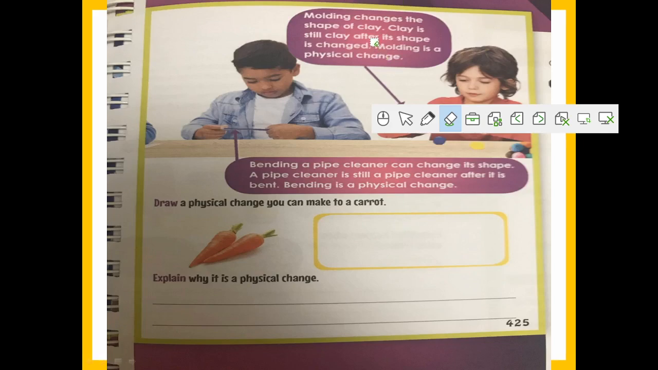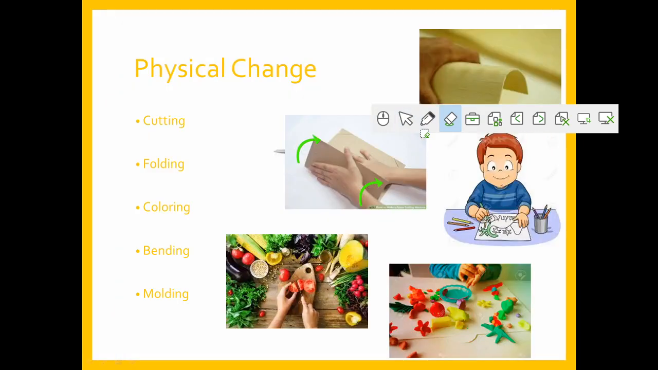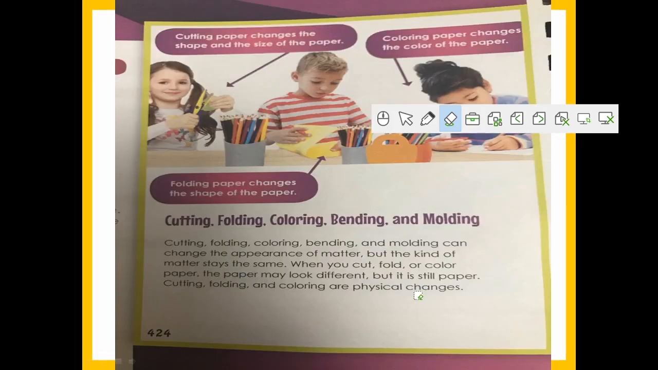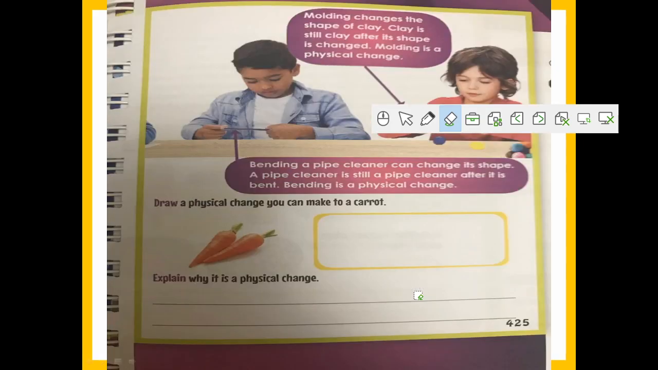Here, molding changes the shape of clay. Look, clay is still clay after its shape is changed. Look, molding is a physical change. Here too, the clay is still clay, even though we changed the shape of the clay. So the shape of clay is changed, but it's still clay.